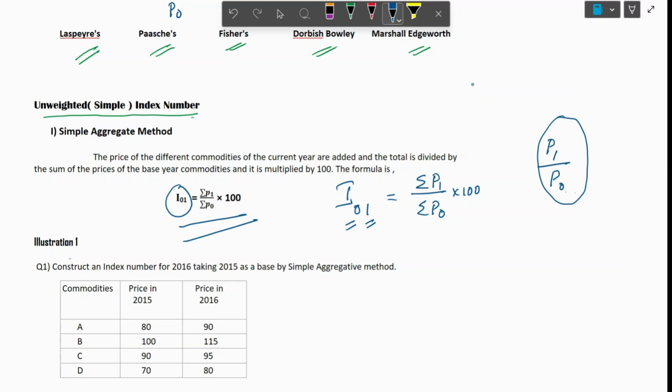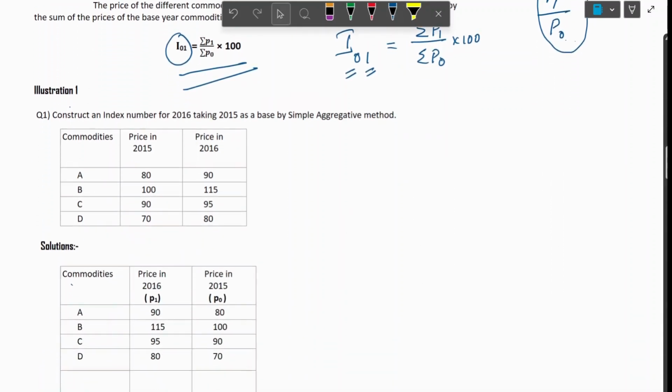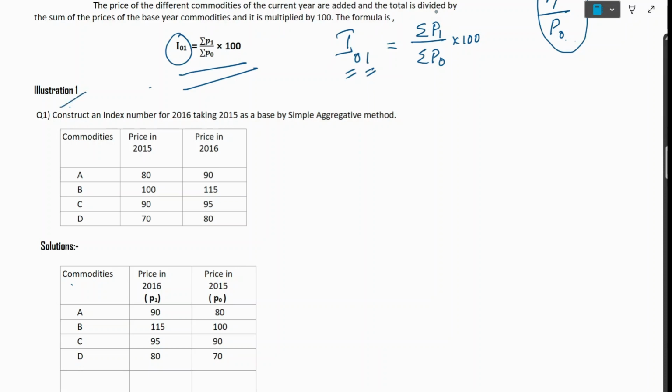Now, we are going to consider the example, that is example number 1. Now, see here the example. Read the example properly. That is, construct an index number for 2016 taking 2015 as a base, by which method? Simple aggregative method. Therefore, this is an unweighted index number. You need to calculate your index number. Now, what is the formula?